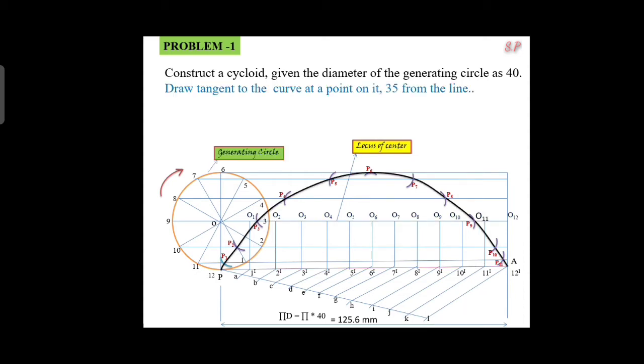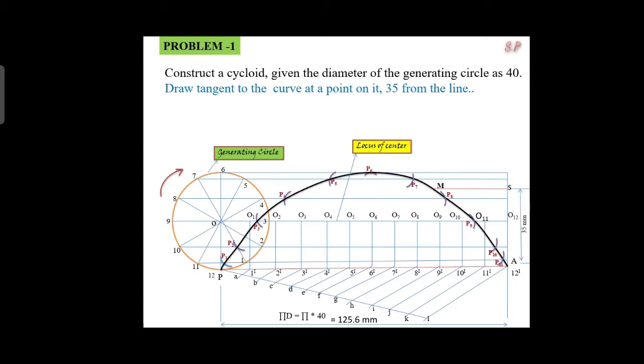Next, in the same problem we are going to discuss how to draw a normal and tangent. Draw a tangent to the curve at a point on it 35 mm from the line. From the point A you take a 35 mm distance and locate the point S on that line. Next, from the S point you draw a horizontal line in the left side direction. That line intersects our cycloid curve. That intersecting point you note, that is the point M.